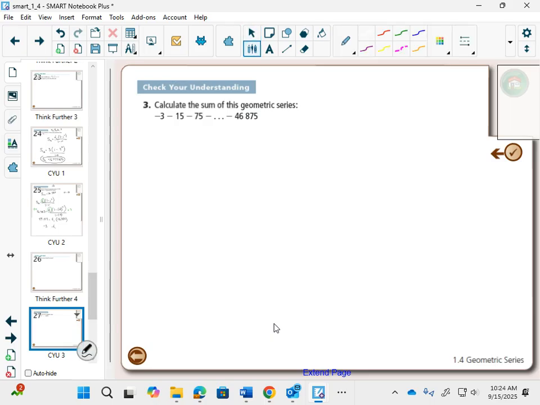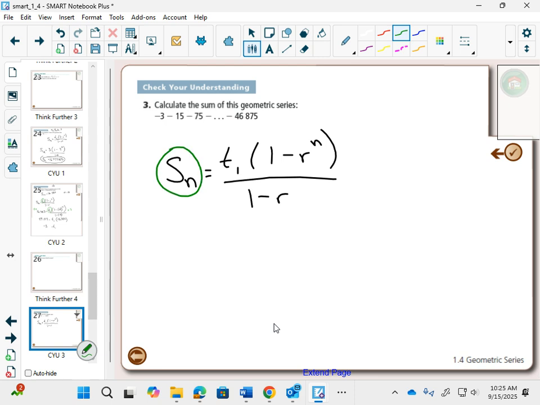Just like example 2, we take the question, and it says calculate the sum of this geometric series. So I want the sum. I write out my formula: Sn equals term 1 times (1 minus r to the n) over 1 minus r. So I've got my formula, and I want to find the sum. So I want to find this.